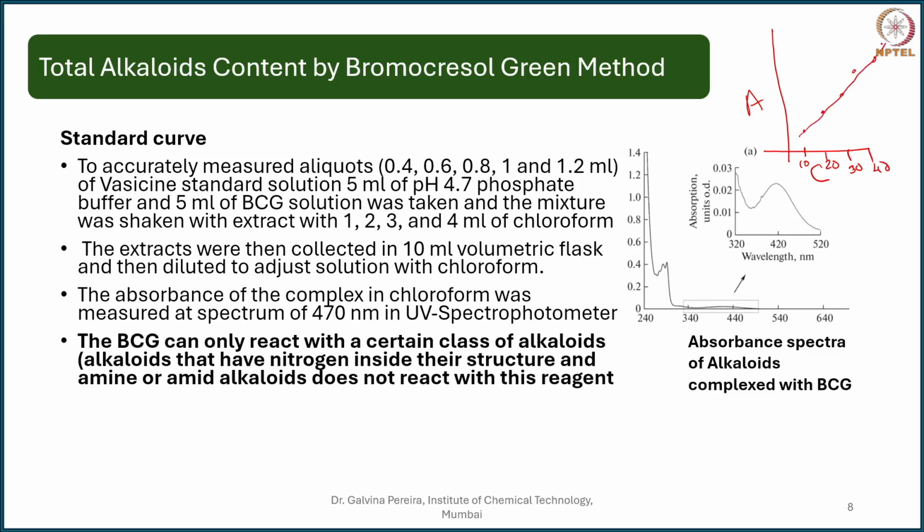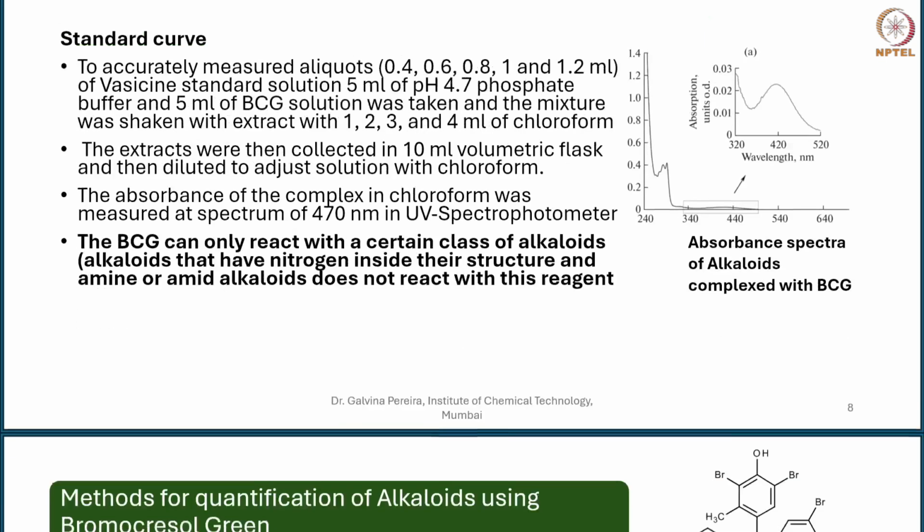Pass a line, a best fit line, through the standard curve, and then you plot the absorbance of the unknown. You will automatically extrapolate it down to get the concentration in your alkaloidal extract. So this is how it is done.